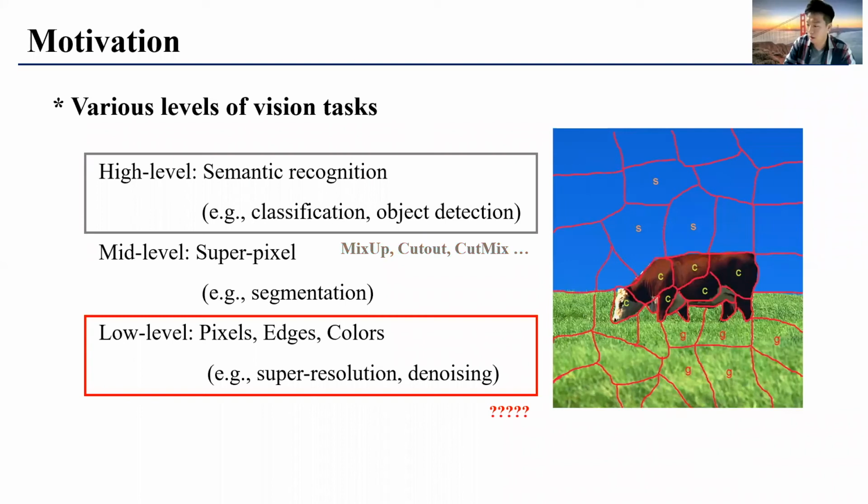But I focus on the low-level vision tasks as well. By low-level, I mean we are closer to the pixel representation. A lot of image restoration tasks like super resolution or denoising have a lot of work done, but still there's nothing on data augmentation. I was wondering why that is, and maybe because it is too easy and already solved, but actually it is not. The low level vision task itself is a really hard problem that still needs a lot of improvements, but strangely there was not much work done on data augmentation.